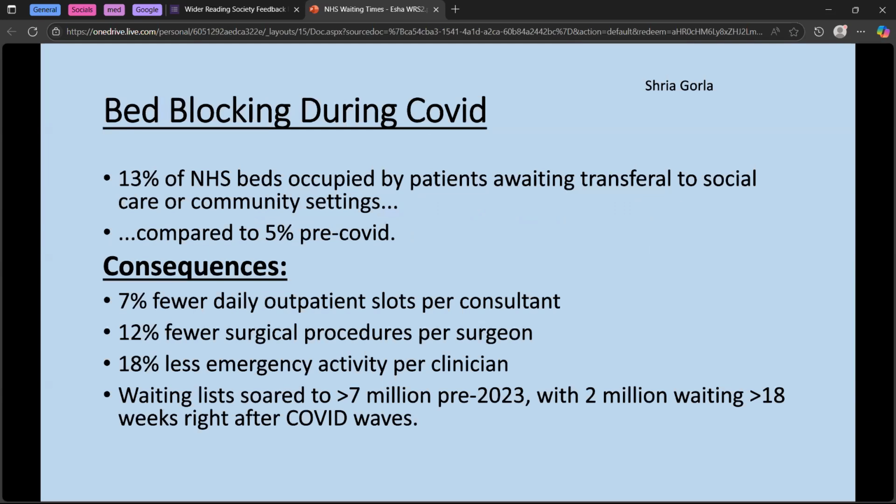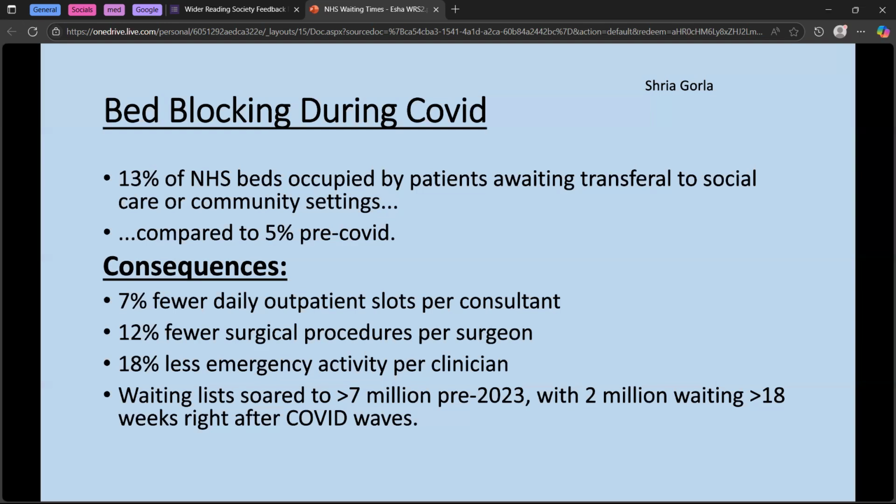A case study we'll look at is bed blocking during COVID. This was significantly more impactful compared to the regular level of bed blocking, because before COVID occurred, 5% of the NHS beds were occupied by patients who were waiting to be transferred, not because they needed further care.